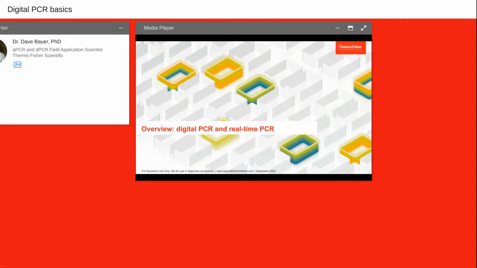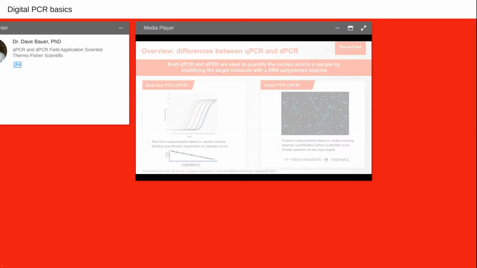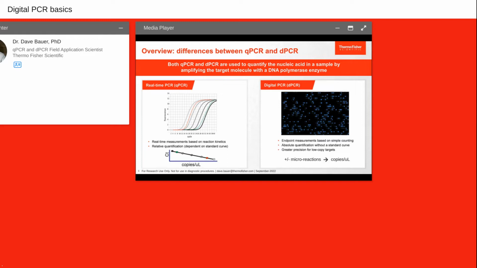So let's do a little more deep dive on digital PCR compared to real-time. They're both methods to assess or quantify nucleic acids, and they use really the same underlying biochemistry. Whatever we're using for real-time PCR, all of the master mix components, our template DNA, that's going to be pretty much the same with digital PCR. The underlying biochemistry isn't different.